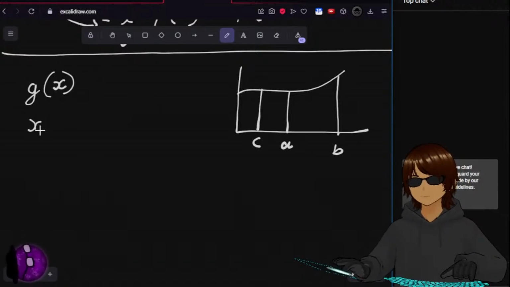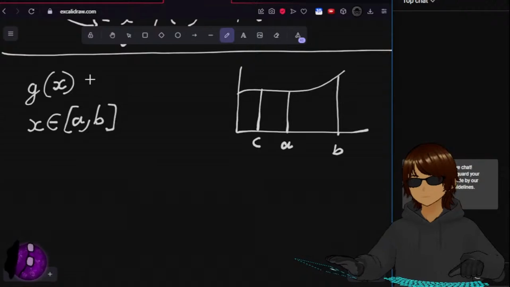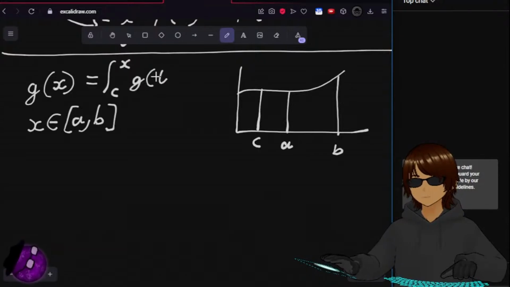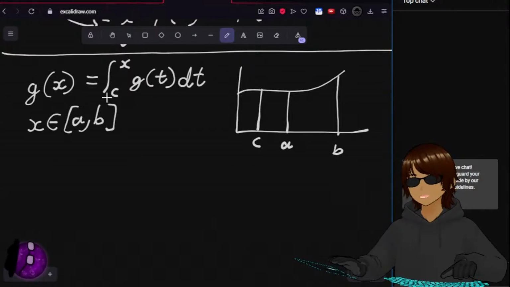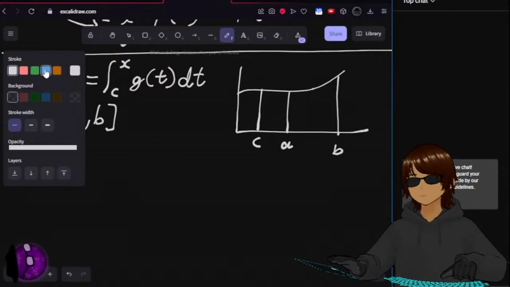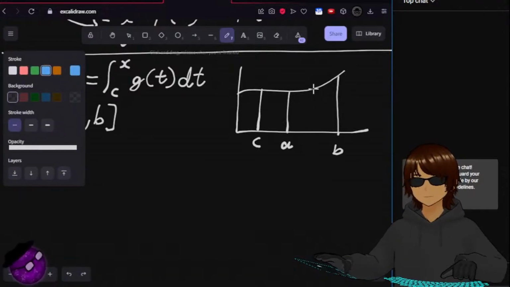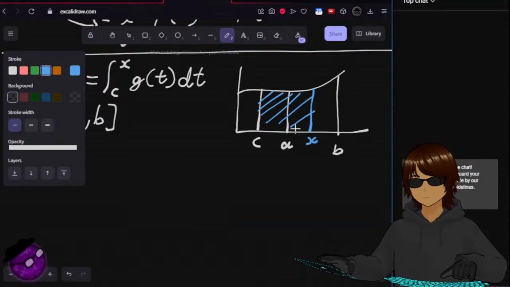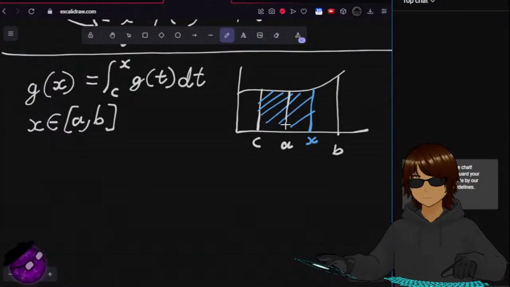X is between a and b. So g of x is the area. g of x is basically the area over here, the area from c to wherever x is, and then x is the variable.